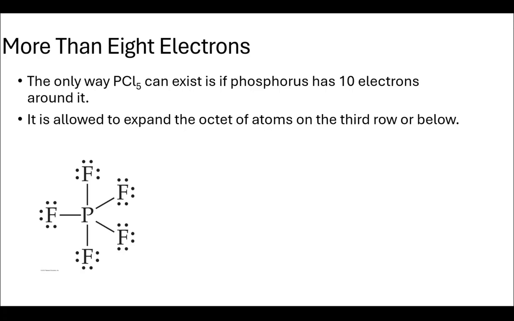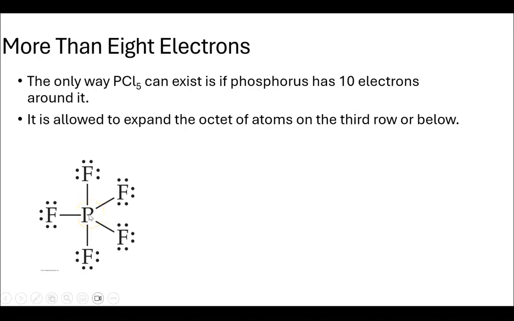Finally, there are molecules in which the central atom has more than 8 electrons in its valence shell. So for example, there is a well-known and well-characterized compound, phosphorus pentachloride. Okay, well, if I set this out with phosphorus in the middle and 5 chlorines around it, it's impossible for phosphorus to not have at least 10 electrons in its valence shell because it's bonded to 5 atoms.